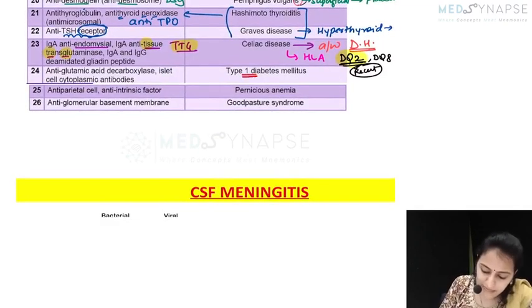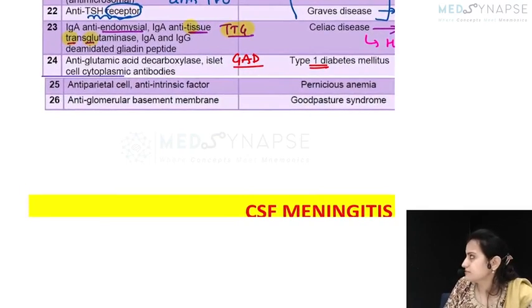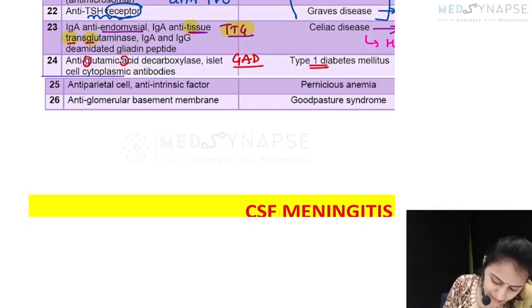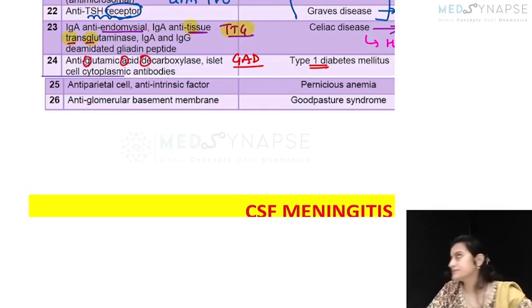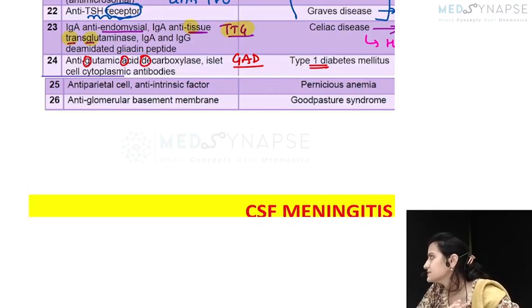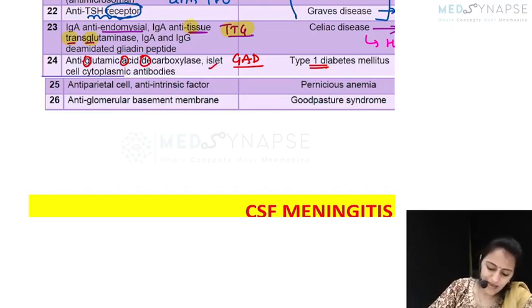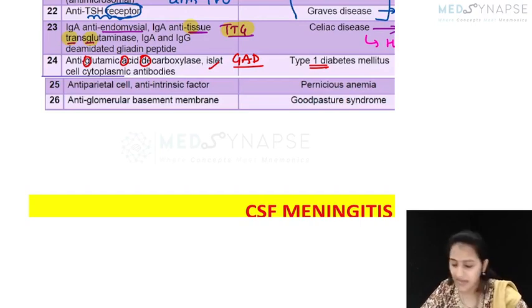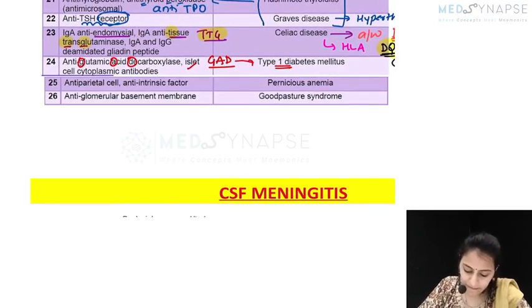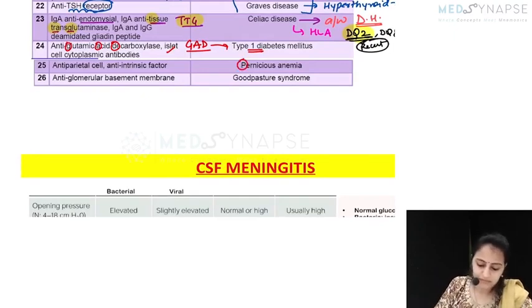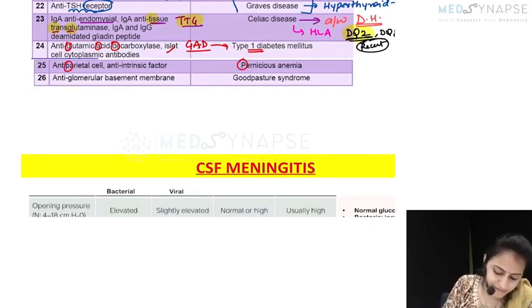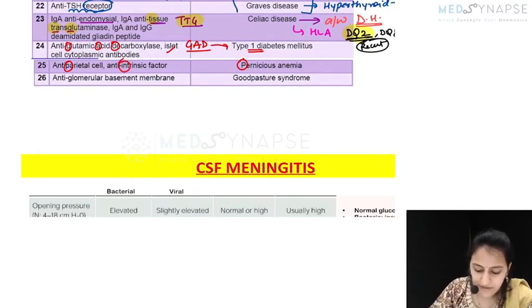Type 1 diabetes is what antibodies? GAD. What is GAD? Glutamic acid decarboxylase. In type 1, the islet cells are affected. So basically this is islet cell or GAD. Pernicious anemia, which cell is affected? Parietal cell. Anti-intrinsic factor, anti-parietal cell.